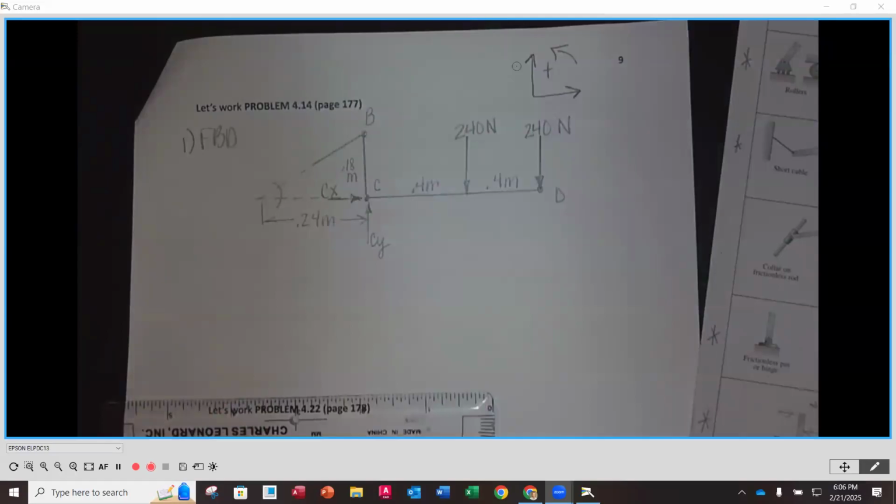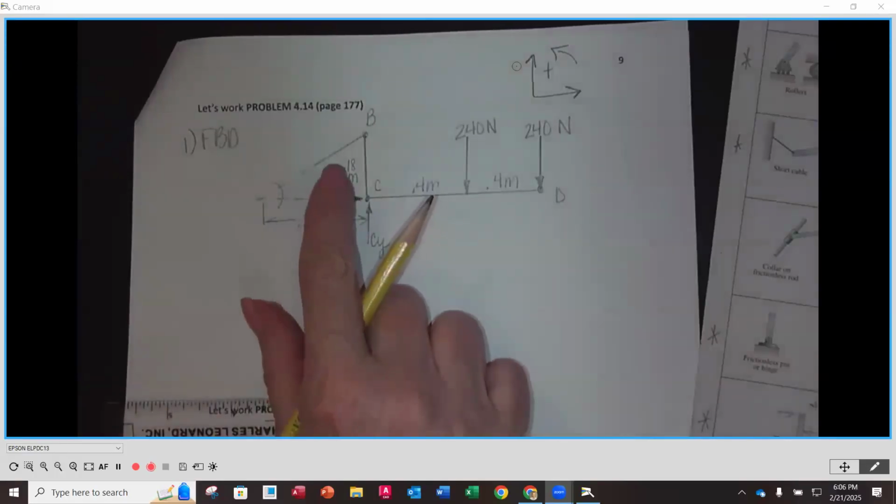So if you're asking me, why did you put it going to the right? Because I have to put an X in there and I'm putting it to the right. Why did you put the Y up? I kind of saw there were two forces over here that are going down, so I'm going to put my Y going up, because it has to support. So that's going to be my pin.